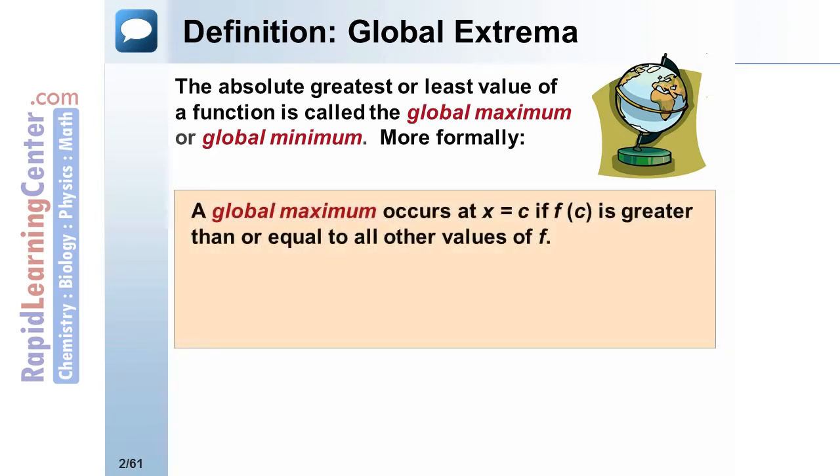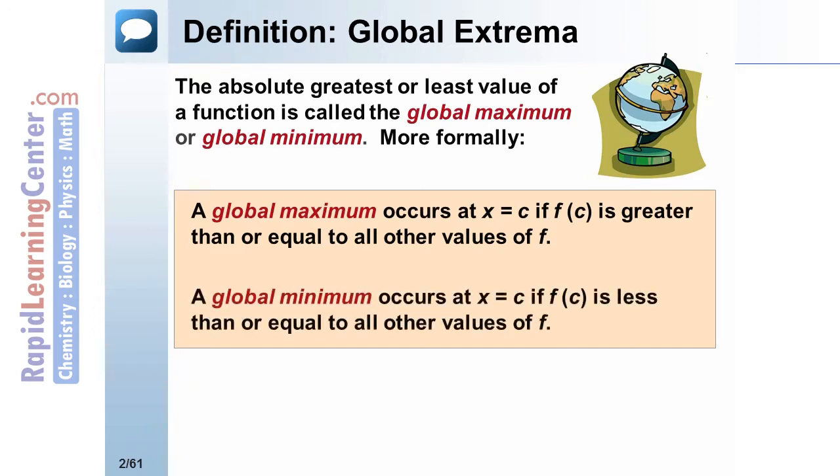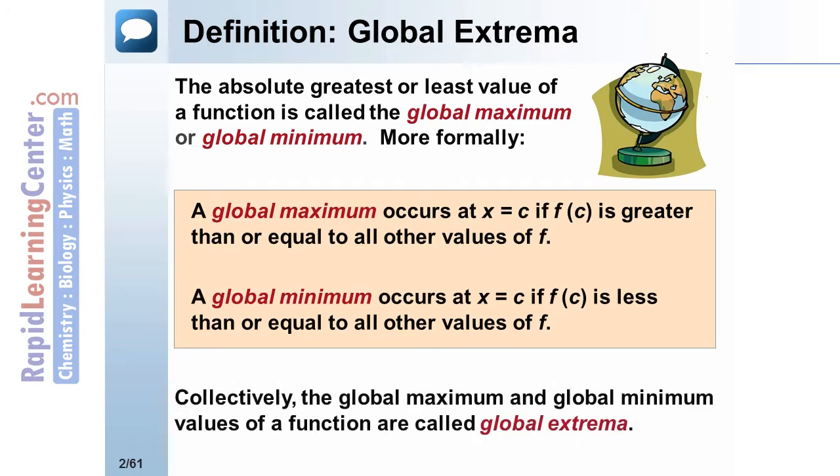The more formal definition is a global maximum occurs at x equals c if the function evaluated at c is greater than or equal to all other values of the function. A global minimum occurs at x equals c if f evaluated at c is less than or equal to all the other values of the function. Collectively, we call the global maximum and the global minimum values of a function global extrema.